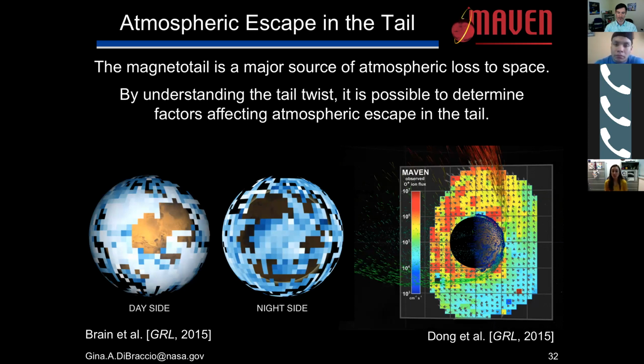So we really need to understand the structure of the tail because this is a region where we're seeing particles lost. And if we understand how the magnetic field is twisted, we can better understand how these particles will escape, because a lot of these particles that are charged are actually going to follow the pathway of the magnetic fields because they are combined together. So we want to understand the structure of the tail in order to better understand where and how the atmosphere is escaping.